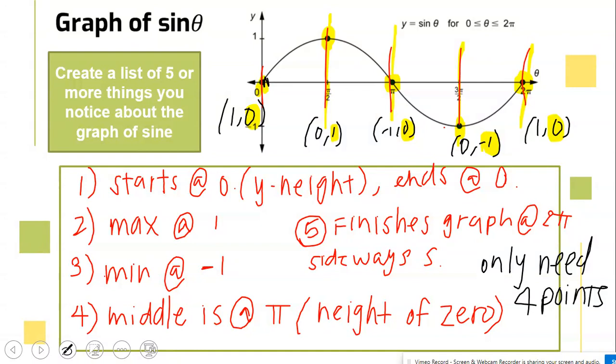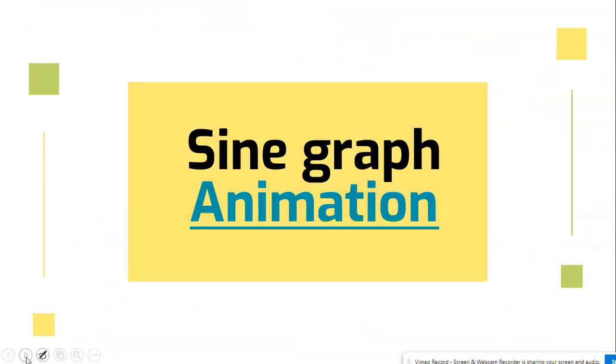So make sure you have this list and anything else you might notice about the graph. Go ahead and jot that down too, because that's always the most interesting part. I'm really sad that I'm not here to listen to your discussion about this. This is one of my favorite parts of the lesson. So I want to show you a really cool sine graph animation.